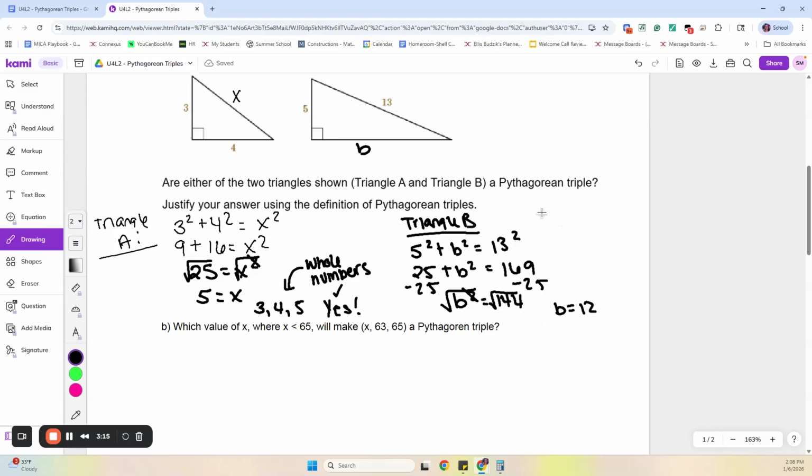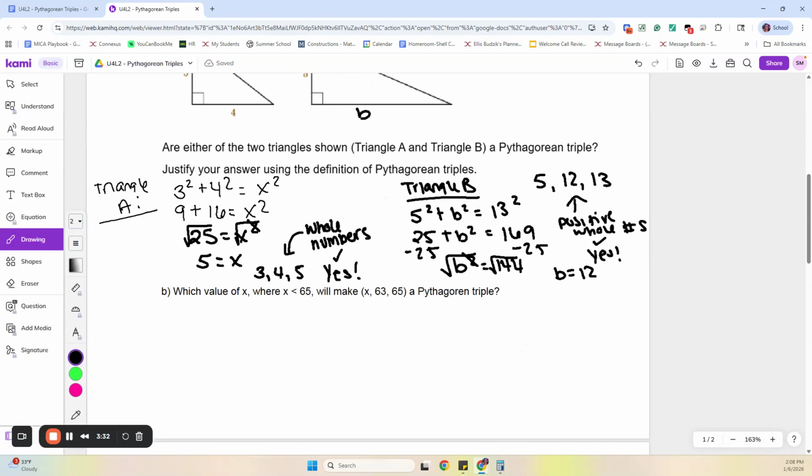So again, when I look at my three numbers that I have, 5, 12, and 13, those are all positive whole numbers that work with our Pythagorean theorem. So this is going to be a yes. For part B, it says which value of x, where x is less than 65, will make a Pythagorean triple. So we know that 65 is going to be the biggest, so this is going to be our hypotenuse, our c value. So I can do x squared plus 63 squared equals our hypotenuse, 65 squared.